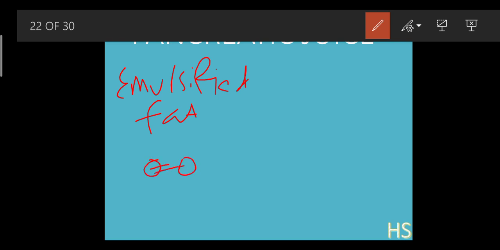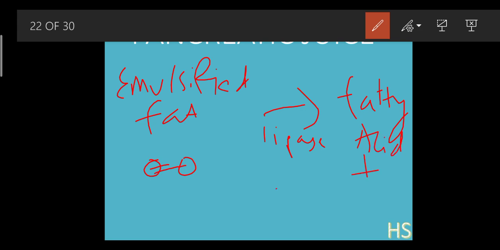And we have studied about the emulsified fat. Okay, what is emulsified fat? The breaking down of the bigger molecule of the fatty substance into the smaller one. So this is the smaller one. Definitely, if you can see, this is quite large, and I have to break it down. So with the help of this lipase, I am going to break it down into fatty acids plus glycerol.